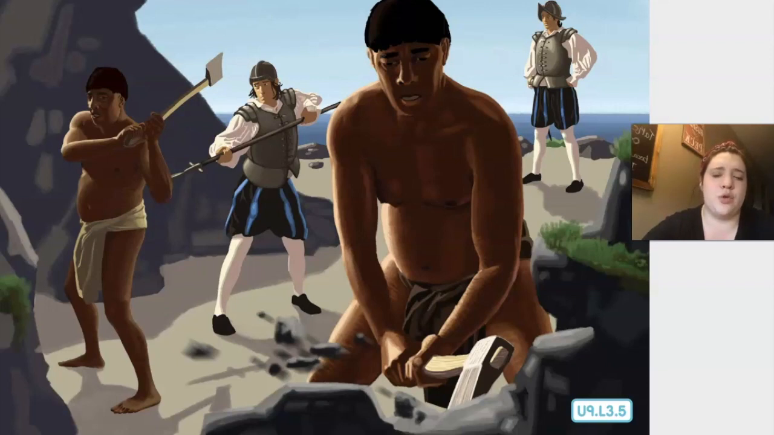Before Columbus's voyage, the Taino had a population of around 2 million. Between diseases and Spanish conquest during the years following the arrival of Columbus and his men, the Taino only numbered a few thousand.